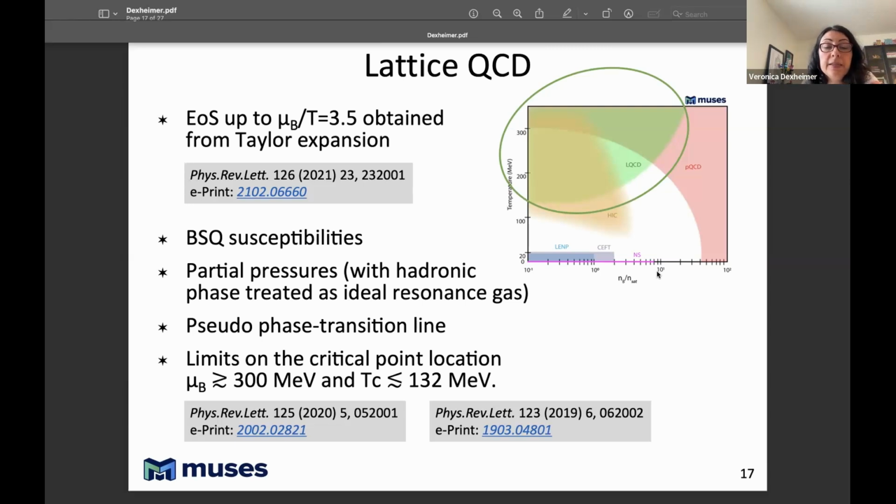And in this region, we can get, for example, these higher order derivatives, or what people call susceptibilities, in terms of baryon density or chemical potential, strangeness, and charge, or isospin. It also gives us things like partial pressures, although this is assuming an ideal resonance gas. But it gives more information, and my favorite is the one about the critical point, or where the critical point is not. So we know that the critical point is not until mu_B is equal to 300 MeV, or from theory that it should be below 132 MeV.